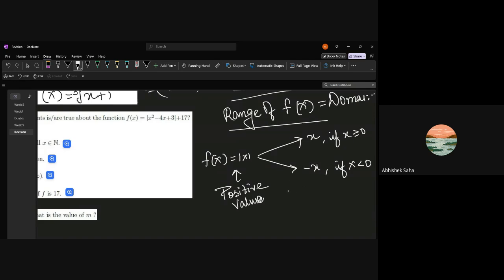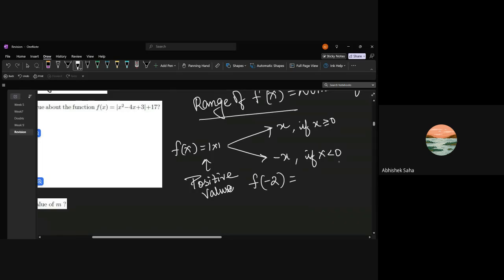So let's check with some examples. Let f(x) equal to minus 2. So you have put in x equal to minus 2. Then which of the following functions will be invoked? This one will be invoked. So minus of minus 2 is equal to plus 2. This is the same as the modulus function.